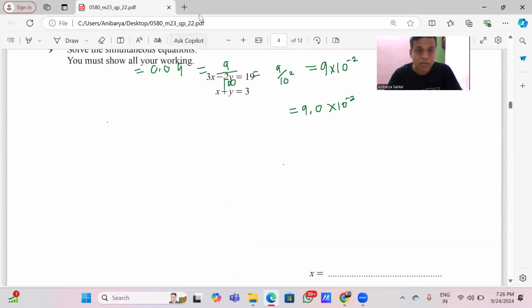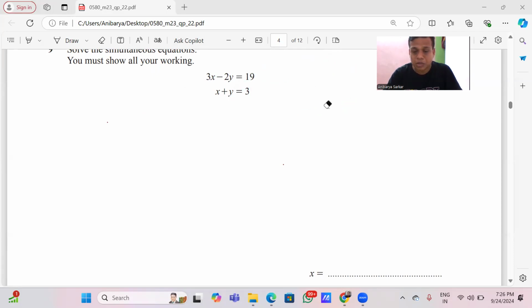Next question is solving simultaneous equations, and it's a very important question also. So how do we solve simultaneous equations? There are two variables, x and y, and we use the elimination method to solve it. Elimination method means we have to eliminate any one of the variables.